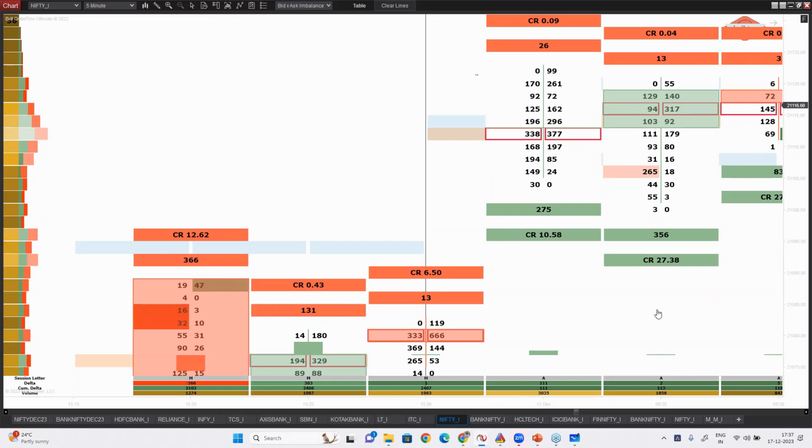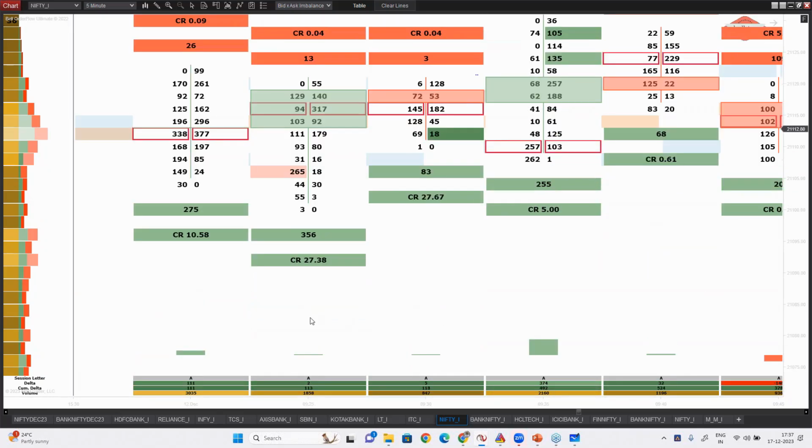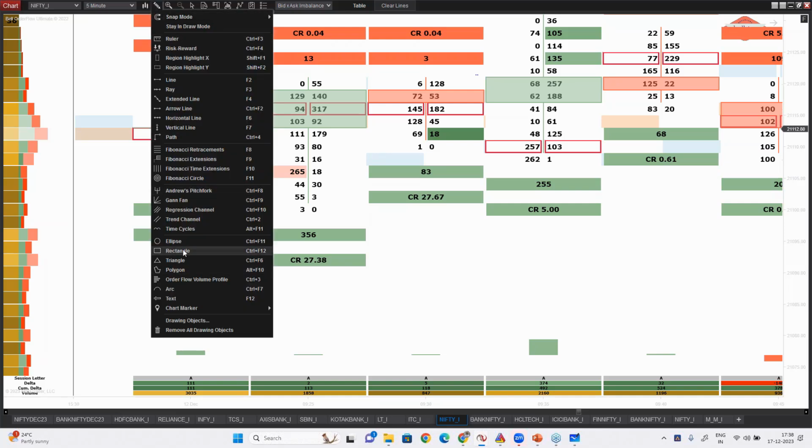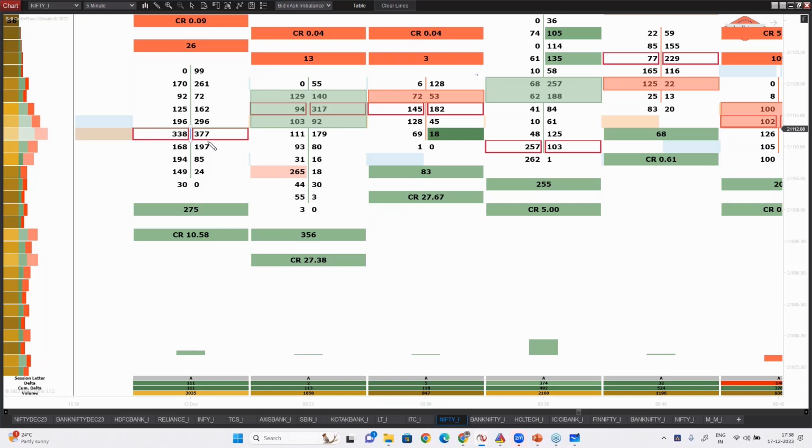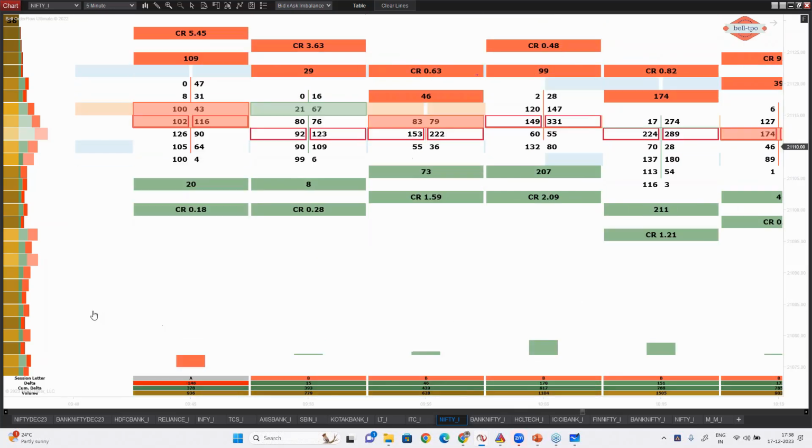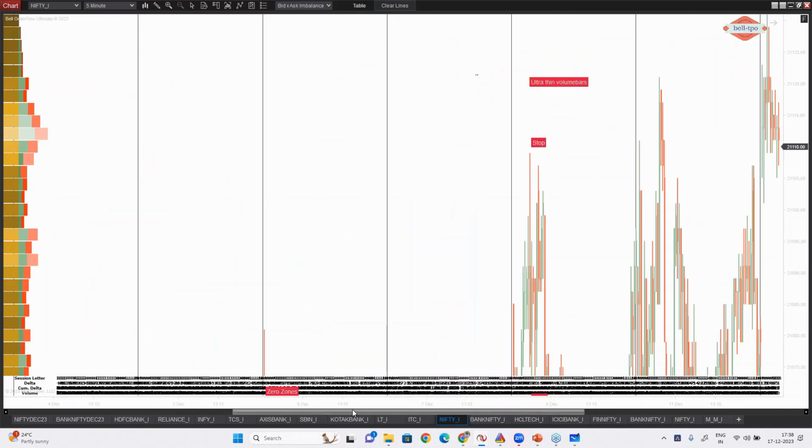All I want you to do is focus on the volume activity which is happening on both sides. In the case of Nifty, you can see there are many places where volumes are getting traded, with very good volumes around here. 338, then 377, here 317, 182, 105, 135. So many places the volumes are getting traded with more than 100 lots at a single price level, right? So we've been talking about single price level.